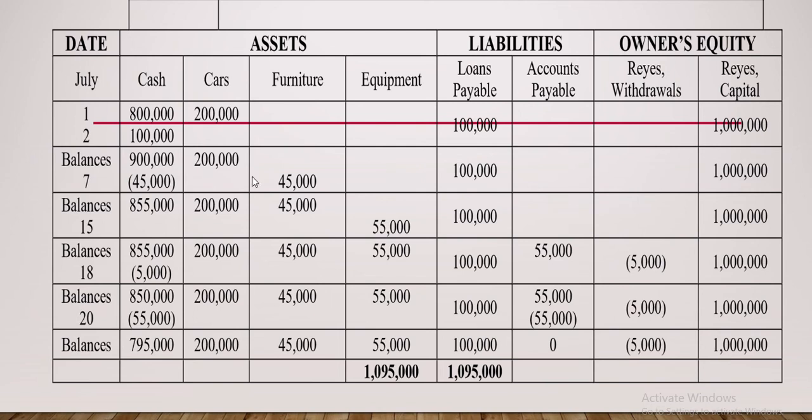And then, pag July 7, so balance ng cash is 900,000. Meron siyang, tingnan natin.